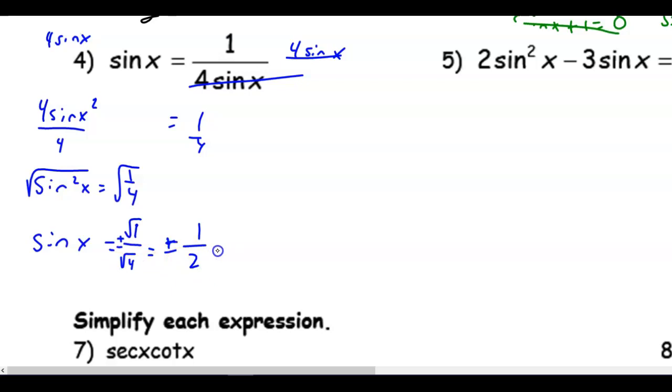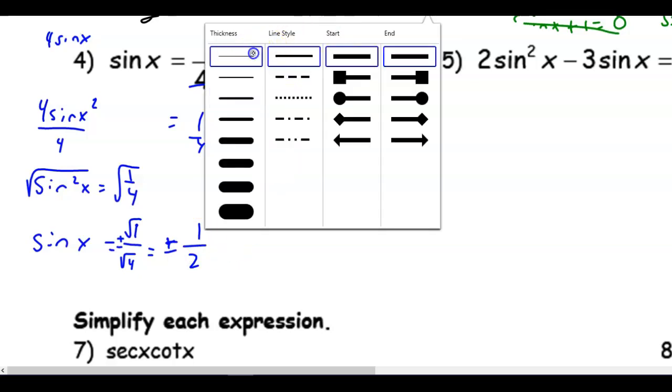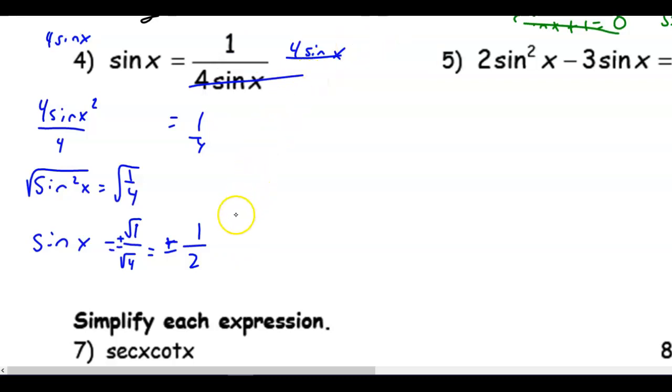And so you just saw, basically this is going to be everywhere that sine is 1/2 or negative 1/2, period. So those exact values are going to be pi over 6, 5 pi over 6, 7 pi over 6, and 11 pi over 6. Because positive, positive, negative, negative, positive 1/2, negative 1/2.